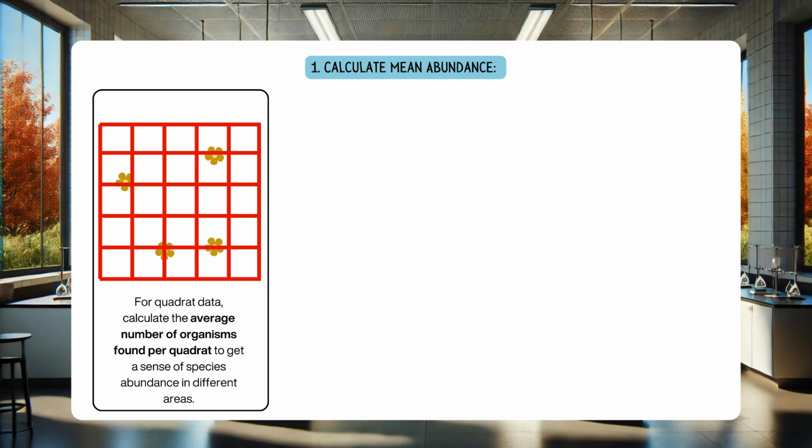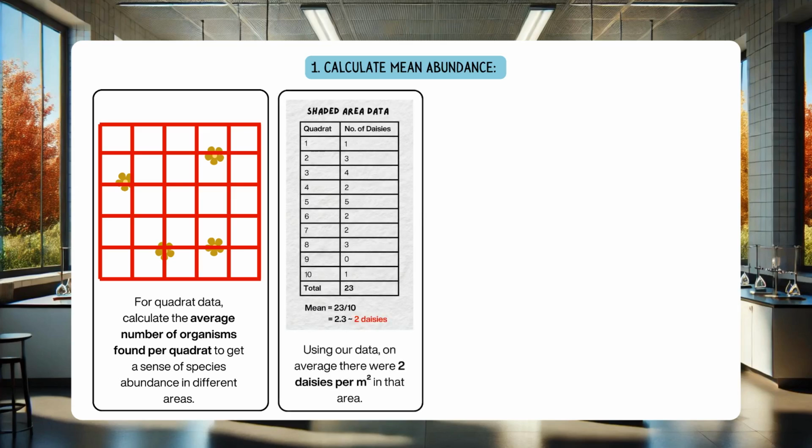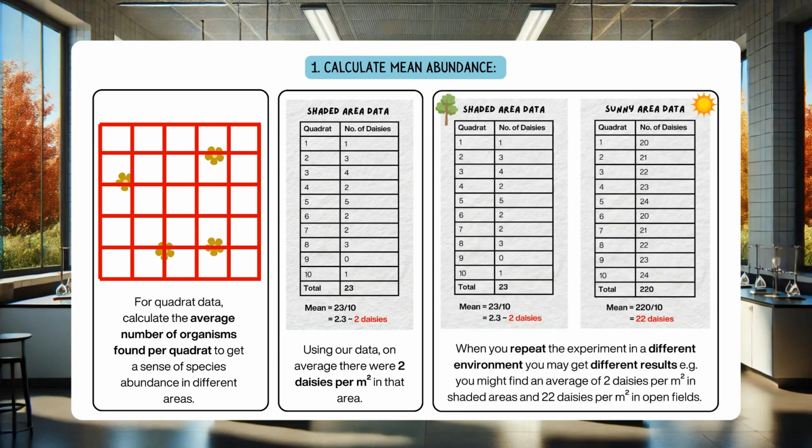Now let's model and analyze the data collected from quadrats and transects. First, we need to calculate the mean abundance. For quadrat data, calculate the average number of organisms found per quadrat to get a sense of species abundance in different areas. Using our data, on average, there were 2 daisies per meter squared in that area. When you repeat the experiment in a different environment, you may get different results. For example, you might find an average of 2 daisies per meter squared in shaded areas and 22 daisies per meter squared in open fields.